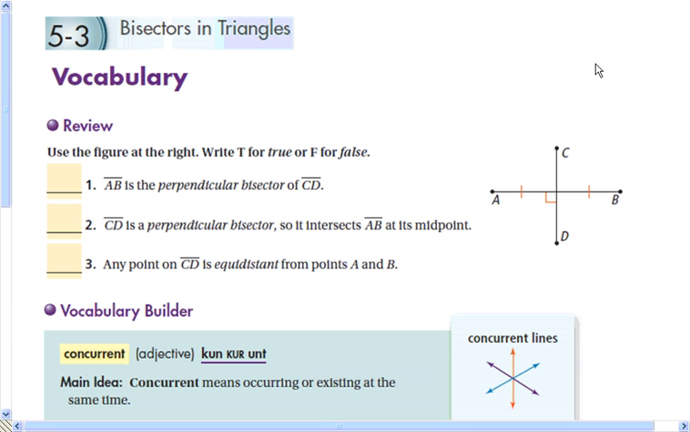All right, this is lesson 5.3, bisectors in triangles. You will be able to identify properties of perpendicular bisectors and angle bisectors after this lesson. We'll do a quick review and vocab so you can learn some new words that are important to this lesson. Go ahead and try and fill in your answers, and you can check back.